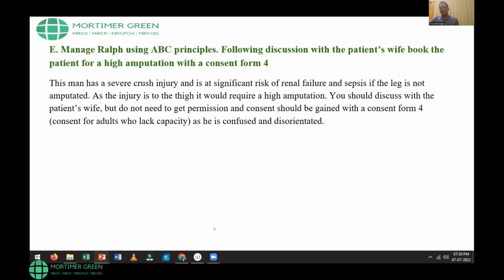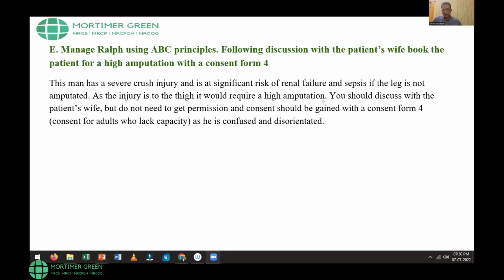So again, here the patient has loss of consciousness. So the decision will be taken by the surgeon, the consultant, as he's confused and disoriented. The patient's wife does not have any role. You can discuss the situation with the patient's wife. You can take her opinions into consideration, but you do not need permission, and consent is given only by the consultant, which is going in for a high amputation. The patient is dying, he has a crush injury, renal failure, you have to amputate. Any doubts in this particular question?